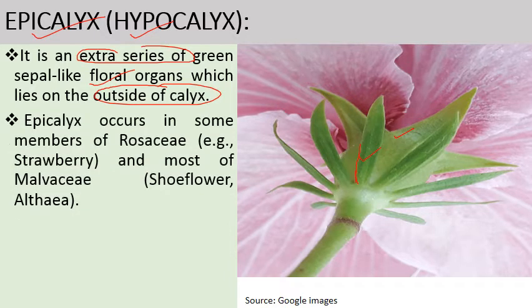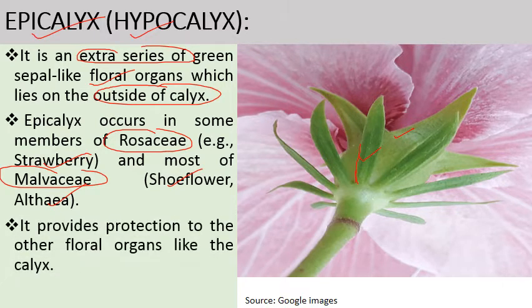Apicalyx occur in some members of family Rosaceae. For example, strawberry में present होते हैं, and most of the Malvaceae members, for example, shoe flower, then Althea. In addition to this, it is also found in China rose, जो Hibiscus rosa sinensis है उसमें भी present होता है. It provides protection to the other floral organs like calyx. इसका काम होता है protection provide करने का to the floral organs like calyx.